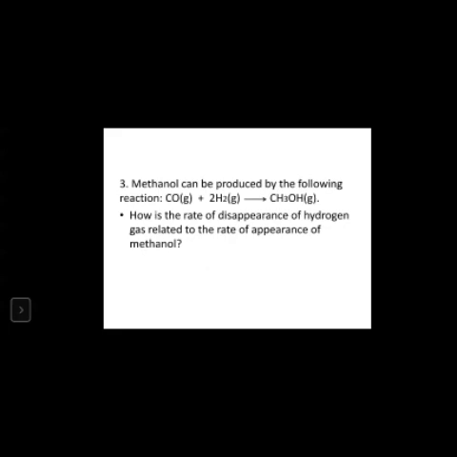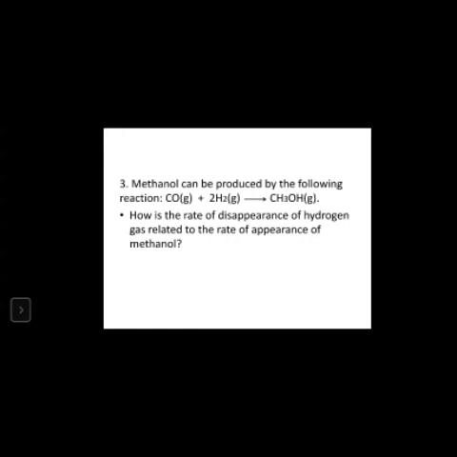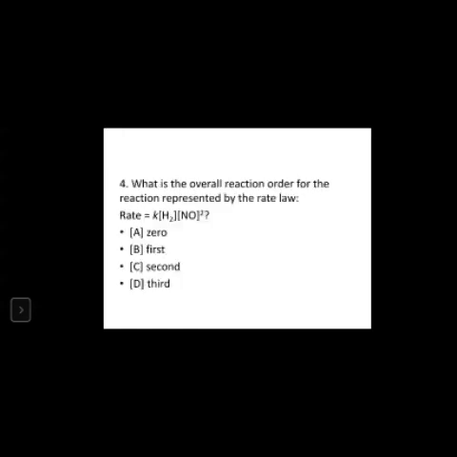Look at that. Question 3: how is the rate of disappearance of hydrogen gas related to the rate of appearance of methanol? This is what I taught you yesterday. Write the rate of decrease of carbon monoxide and hydrogen, and the rate of increase of the methanol, and find out how the rate of disappearance of hydrogen is related to the rate of appearance of methanol.